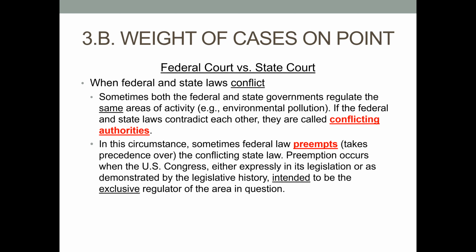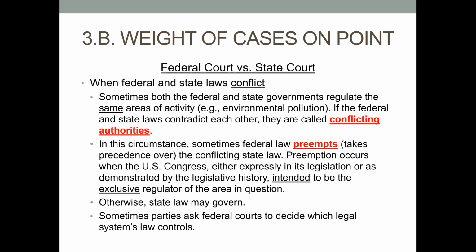And so if the court engages in this preemption analysis and determines that the US Congress did express an intent to be the sole regulator of the particular sphere of activity, then the court will be likely to hold that the federal law preempts the conflicting state law. Otherwise, state law may govern. So again, parties sometimes in this situation will file a lawsuit to ask a federal court to decide which legal system's law controls.